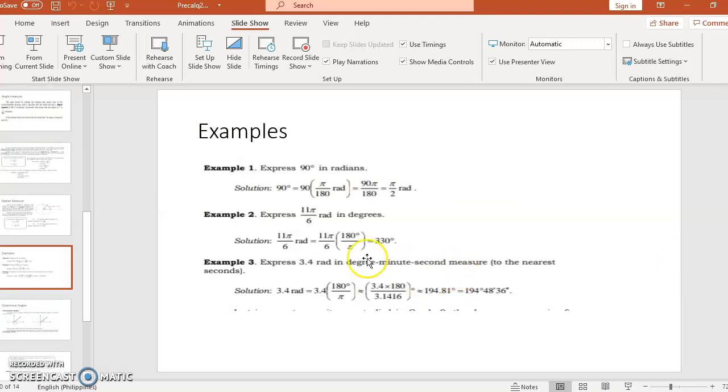Okay, so we have an example here. You just multiply 90 degrees by pi over 180, then simplify. Also, if you want to convert radian to degrees, multiply it by 180 degrees over pi. Then we perform the operation and simplify.